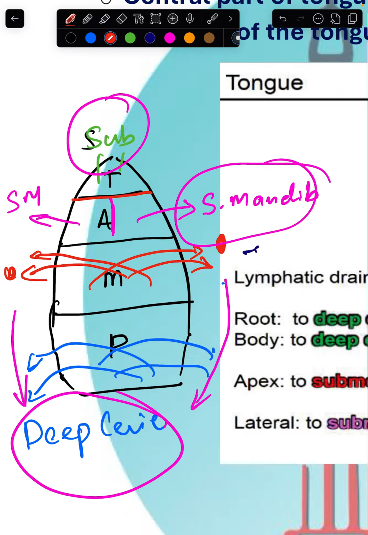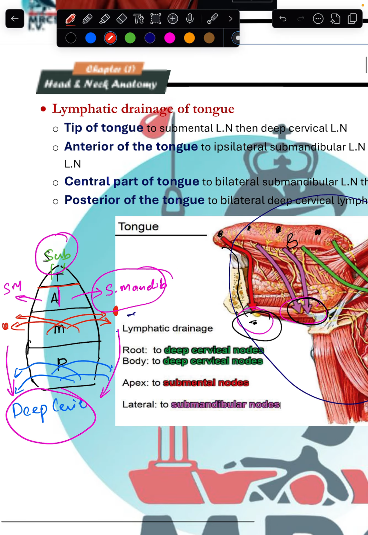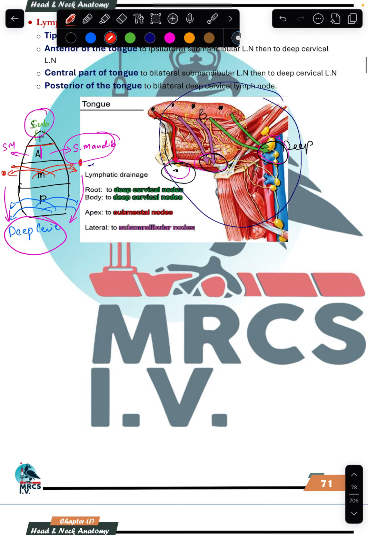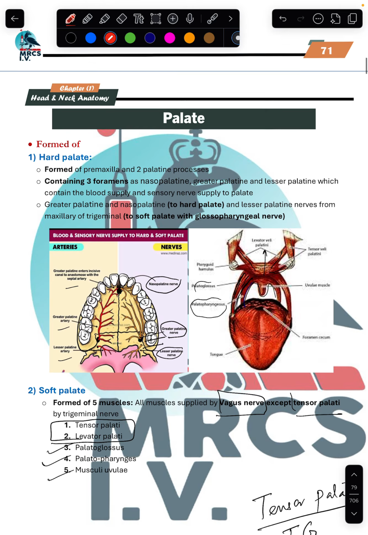Anterior, if you divide it into 2 halves, the right goes to the right submandibular and the left goes to the left submandibular. In the middle part, it will be crisscross. Both posterior parts drain to the deep cervical nodes. All these lymphatic drainages go to the deep cervical lymph nodes.